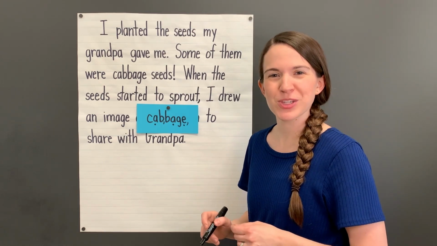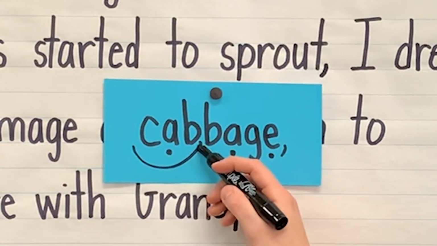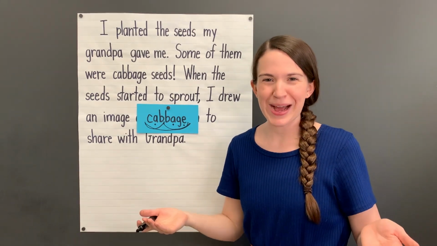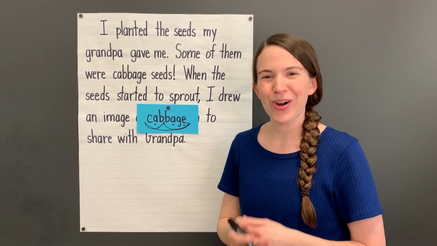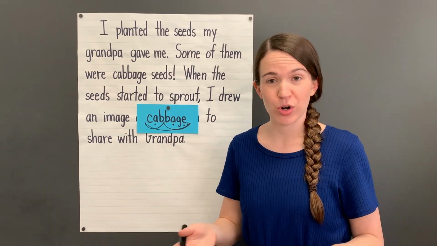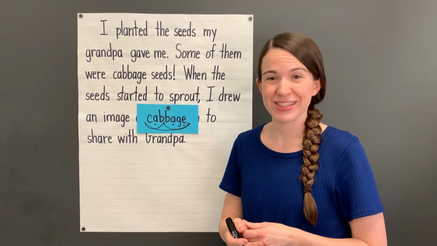Let's loop and swoop this word together. Cabbage, cabbage. This word is cabbage. Great work using the A-G-E suffix to read words with more than one syllable.